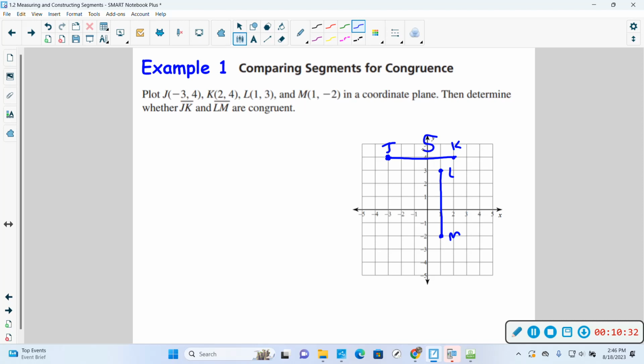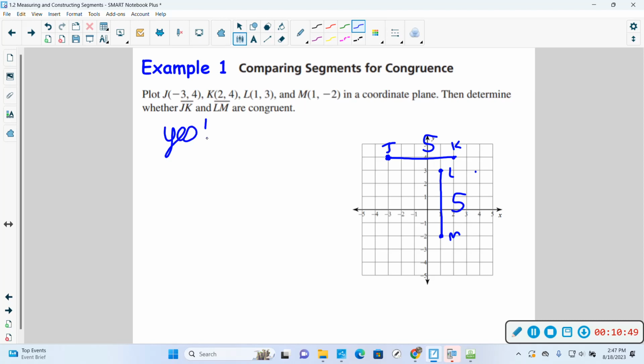I'm going to count how many units from L to M. 5. Are the segments congruent? Tough question, kids, feel my sarcasm. Yes. Okay, there's our final answer.